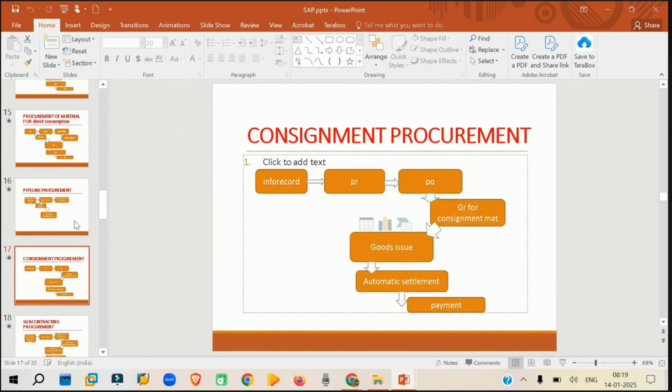Okay, so next one is the consignment process. The consignment process is similar to the pipeline process. Here we can directly create an info record, but here we will have the same concept as a PR. We can create a PR, we can create a PO, PR and PO, and we will receive the GR with respect to our consignment material or consignment stock. Then we can do the goods issue, then we can do the settlement for this product. Okay, so that is basically the consignment material.